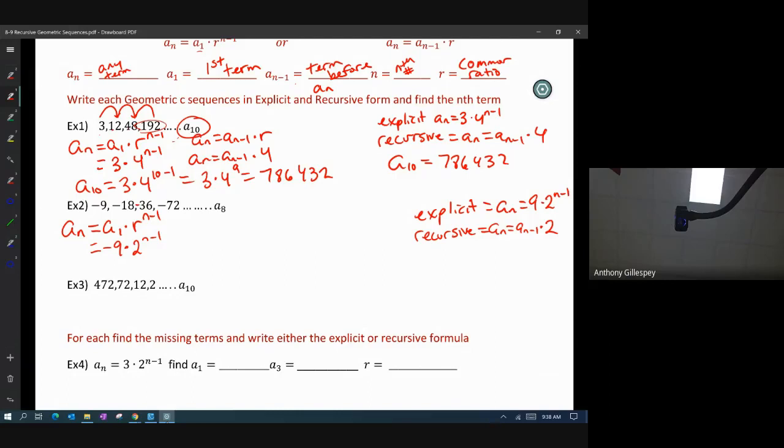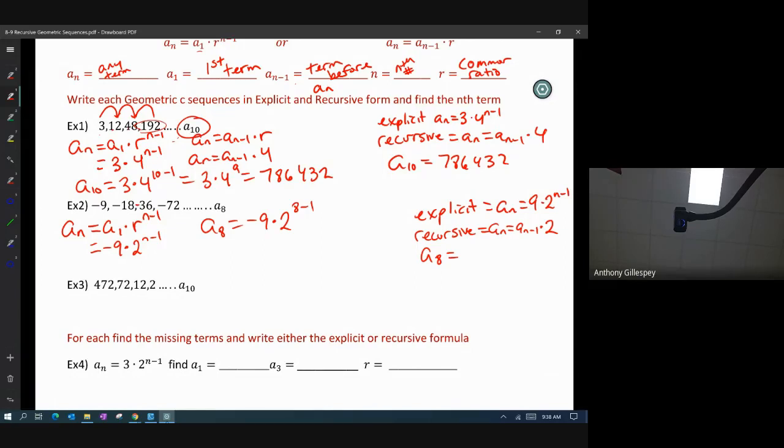Okay, how would I find a sub 8? Let's do it. To find a sub 8, it's going to be negative 9 times 2 to the what? 8 minus 1. Good. 2 to the 8 minus 1. Okay, let's stop there for a minute. Look at all three of those pieces. Are we comfortable with what's happening there? Any questions at all? This is the right time to ask those kind of questions. Make sure you understand it deeply. We're okay?